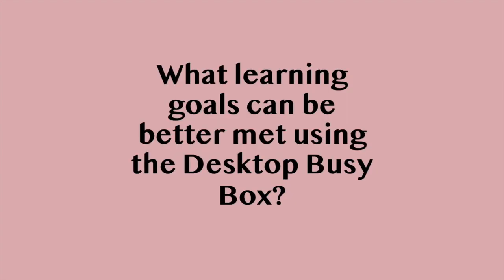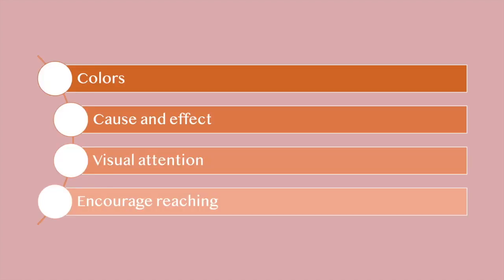What learning goals can be better met using the Desktop Busy Box? You can teach your students colors with this. There are only 4 colors on the box, so it's a very simple color learning activity. Cause and effect: when you press each plate, something different happens. So you can ask them what's going to happen when I press the green plate, or what's going to happen when I press the blue plate, and they'll be able to tell you what is going to happen.